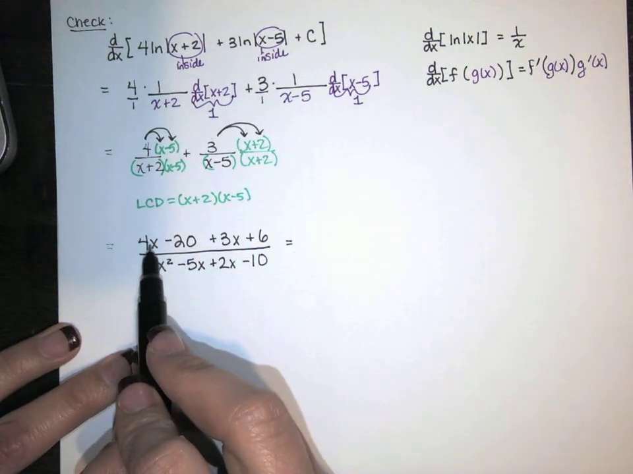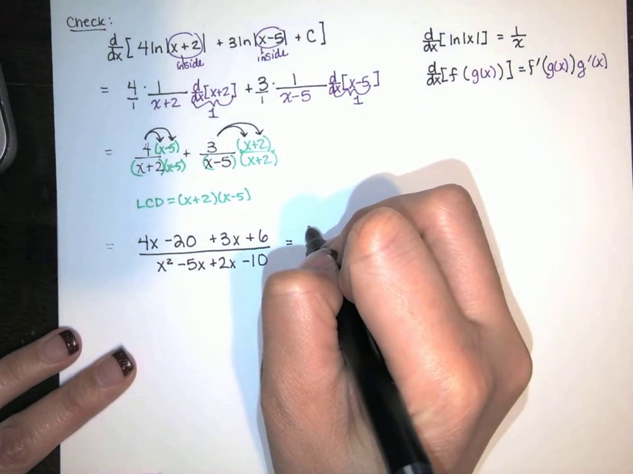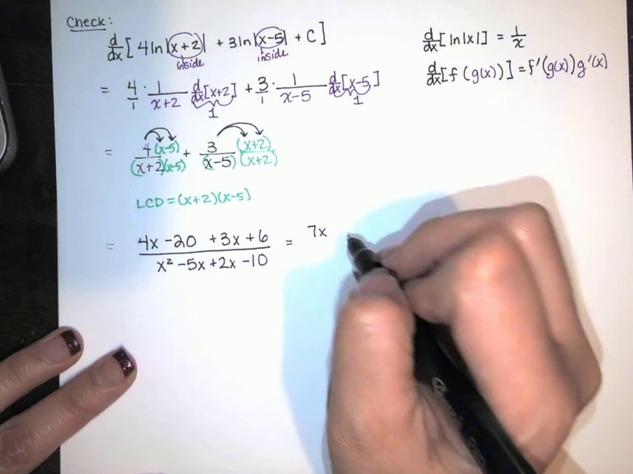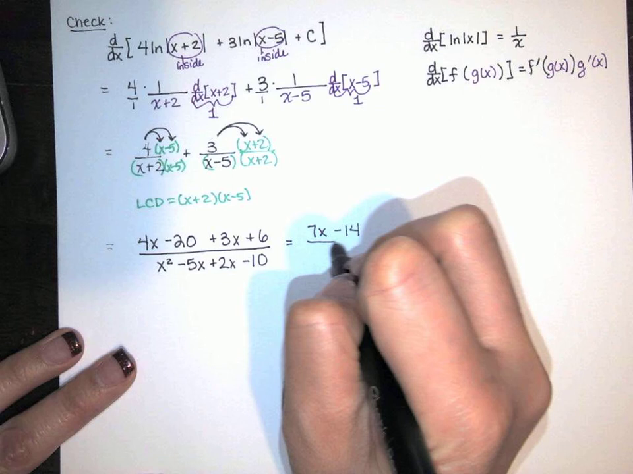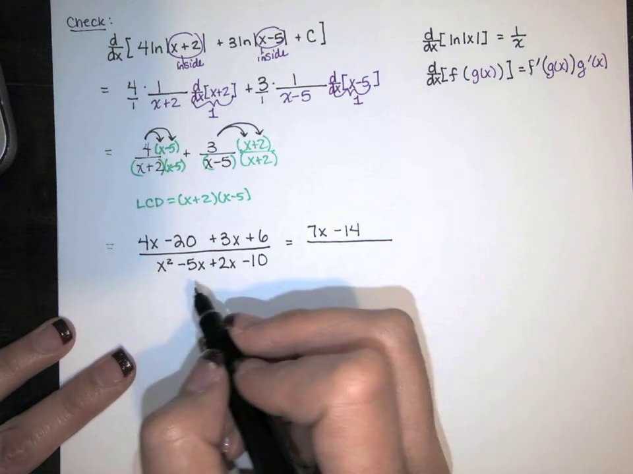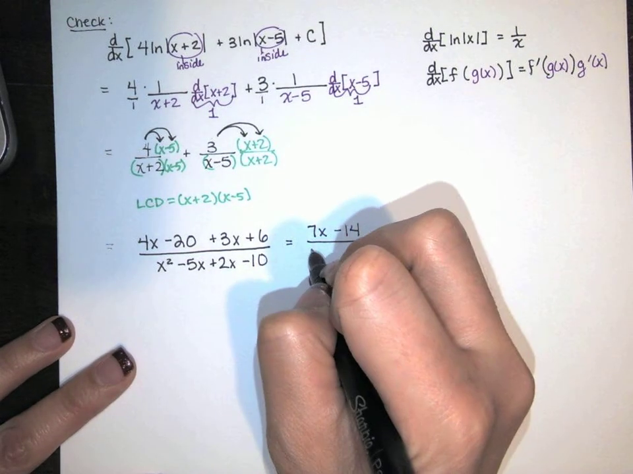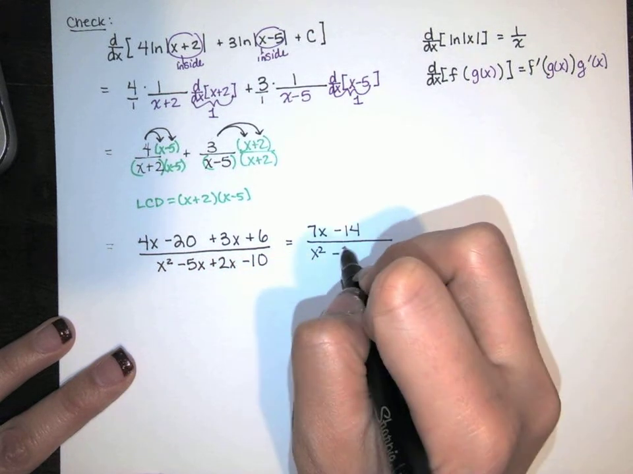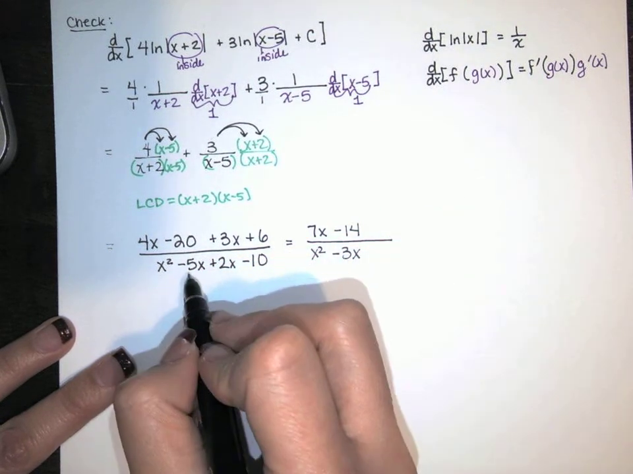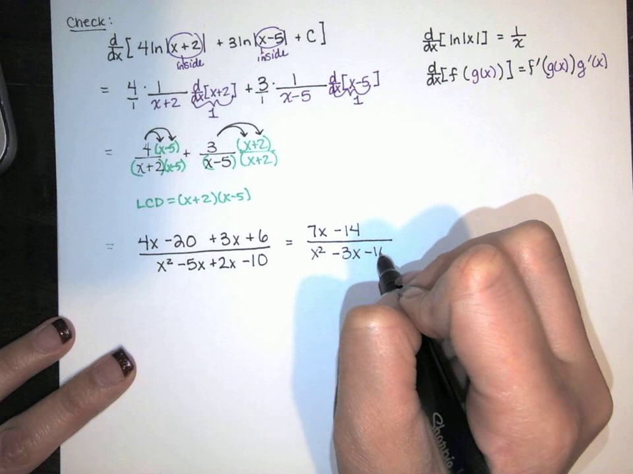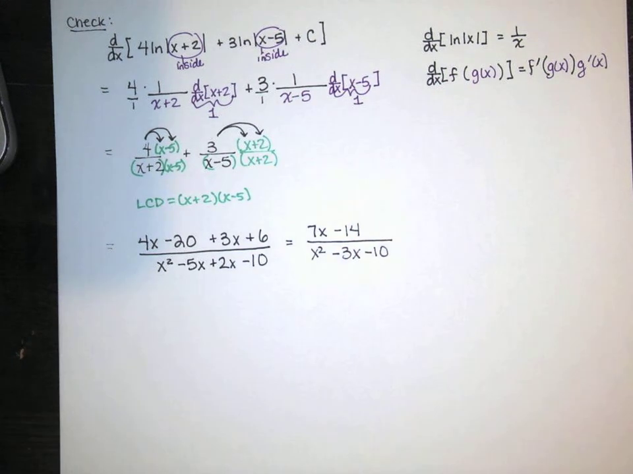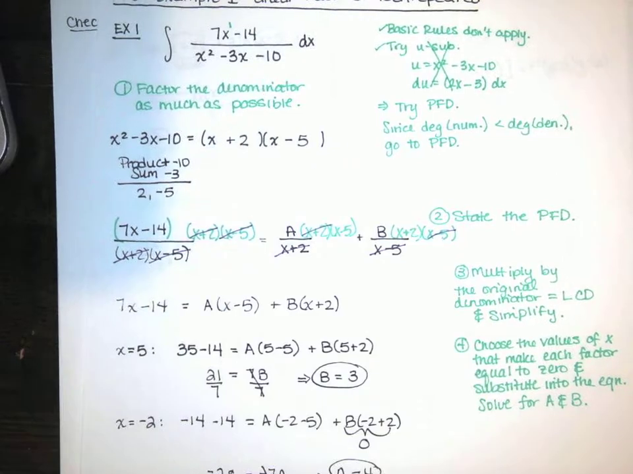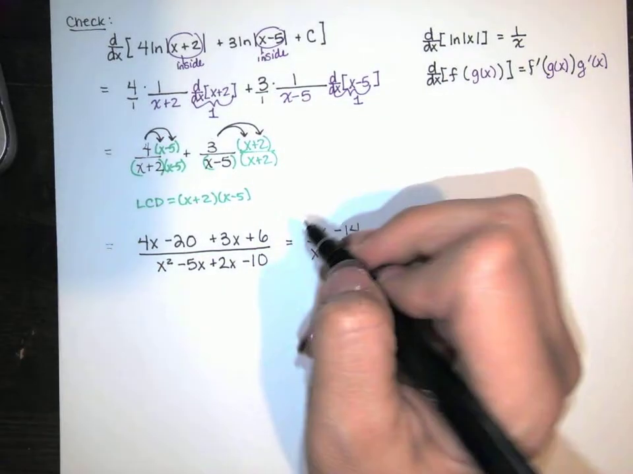Let's simplify. 4x plus 3x is 7x. Collecting like terms, negative 20 plus 6 is negative 14. That's promising. x squared doesn't have any like terms, so we leave it alone. Negative 5x plus 2x is negative 3x. And then the negative 10 comes down. Isn't that our original integrand? It is! That's very exciting. That means we did it right.